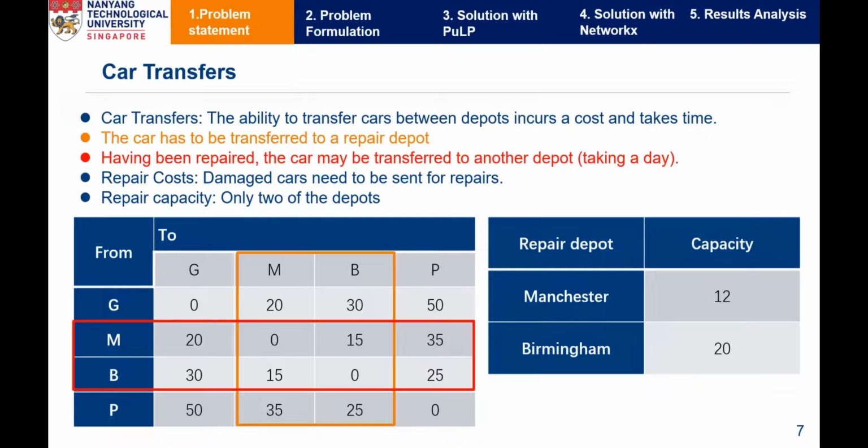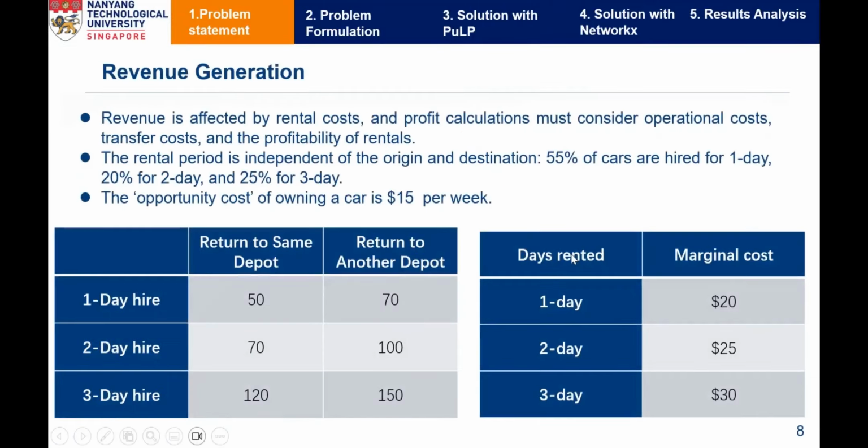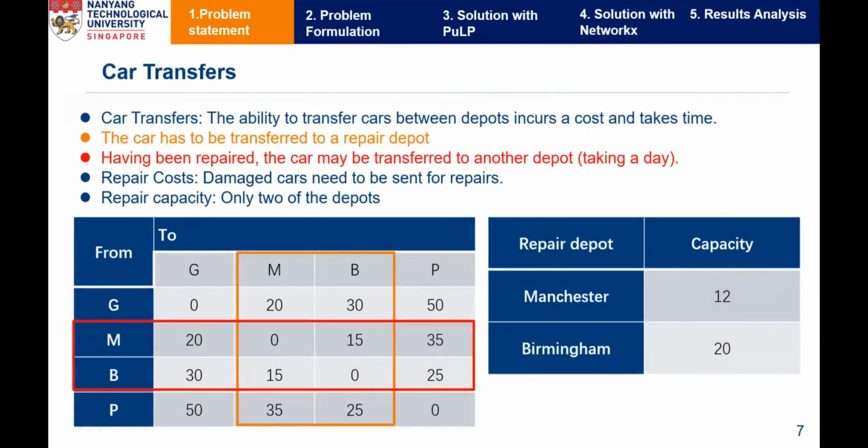We can see the orange region. Only 2 of the depots have repair capacity. The capacity at each repair depot is on the right-hand side. After being repaired, the car is available for rental at the depot the next day or may be transferred to another depot.